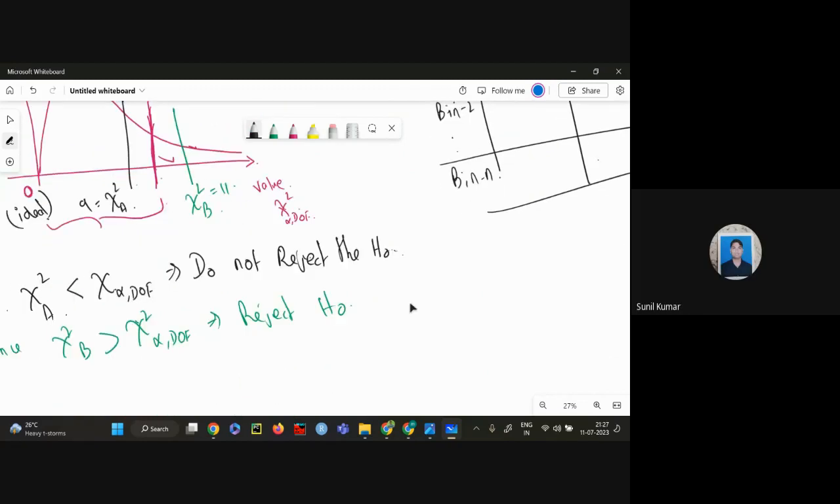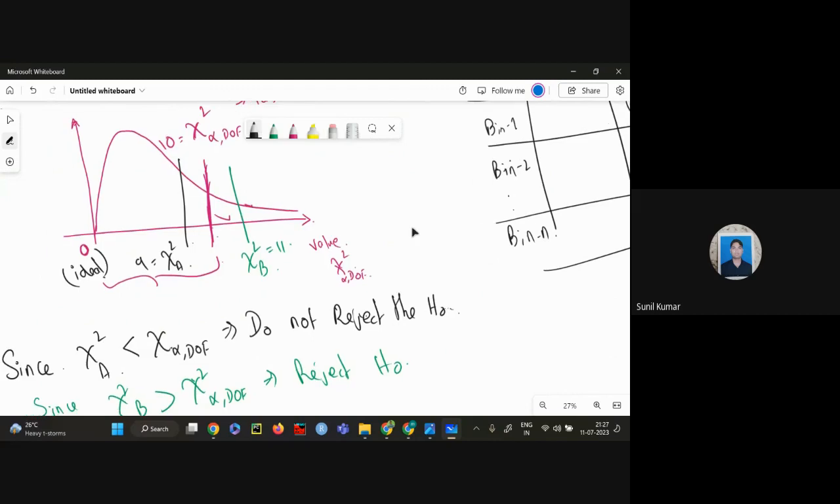So one question: if the calculated and tabulated chi-square values are the same, what are we going to do? You do not reject the null. The benefit always goes to the null. Benefit of the doubt goes to the batsman. Okay, first one: don't reject the null hypothesis. Do not reject the null hypothesis.